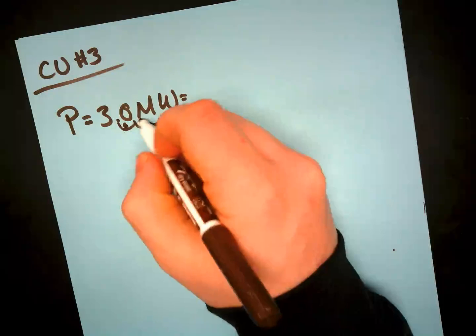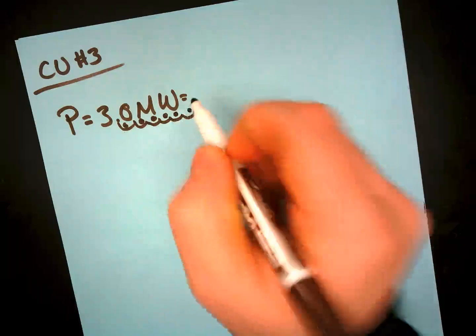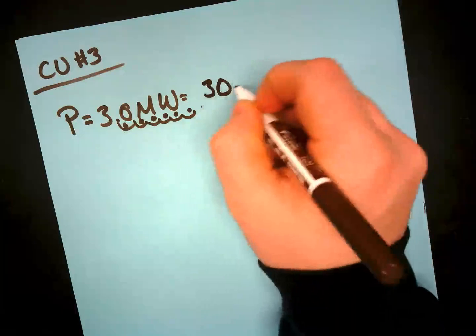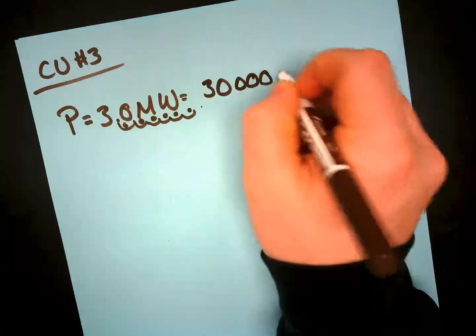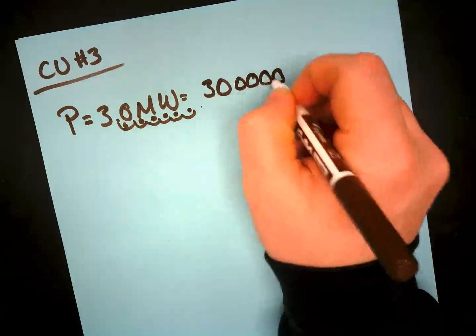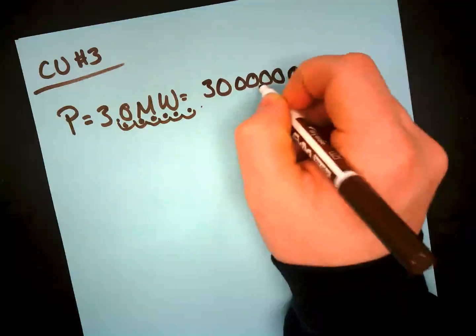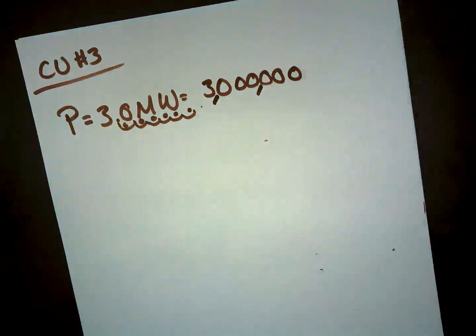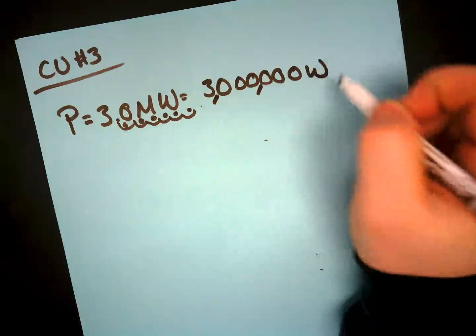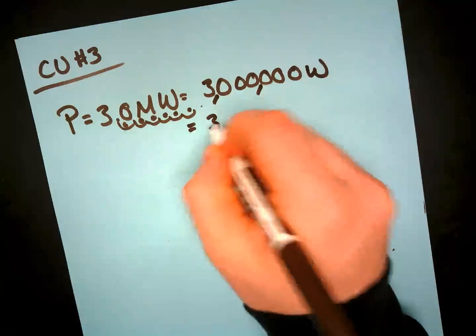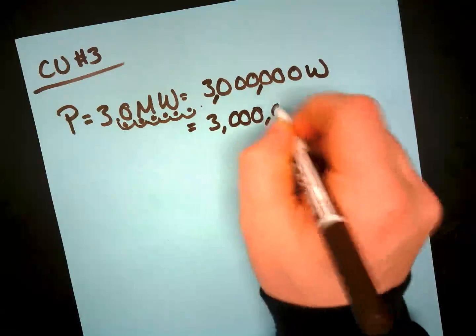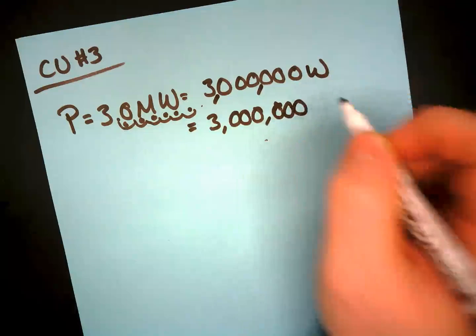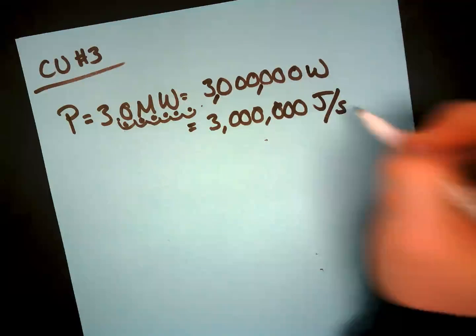So 1, 2, 3, 4, 5, 6 zeros. So that's just 3 million watts. Which is also, remember, 3 million joules per second.